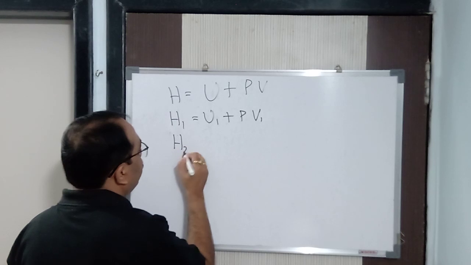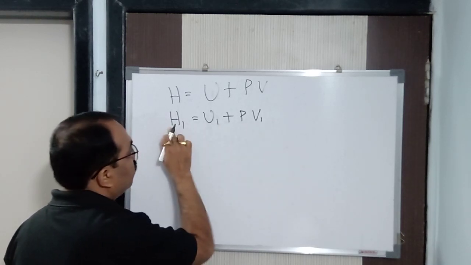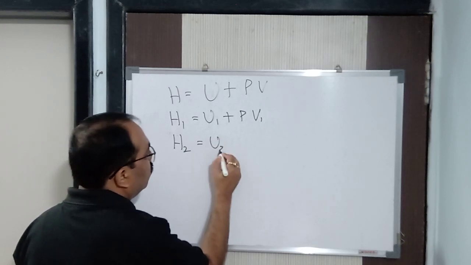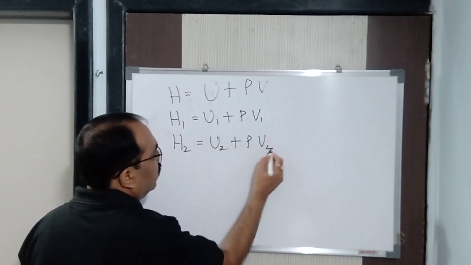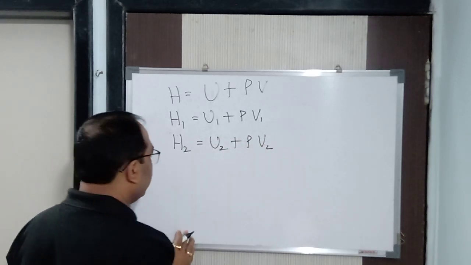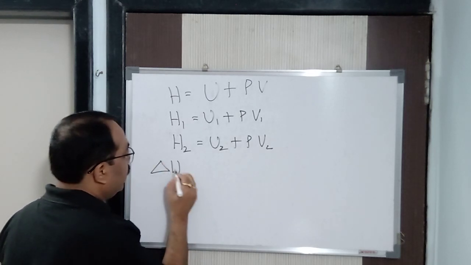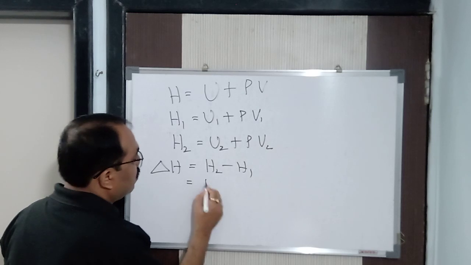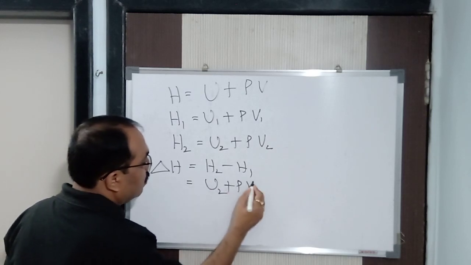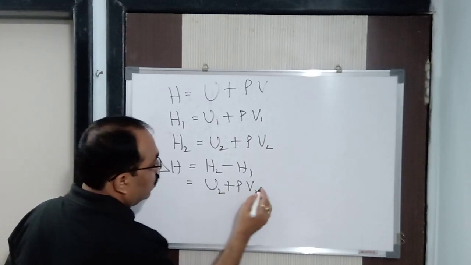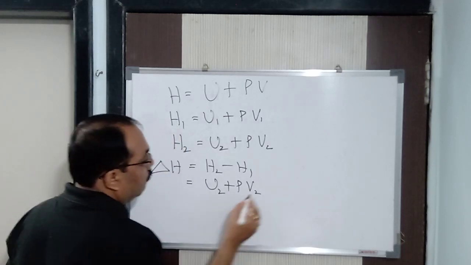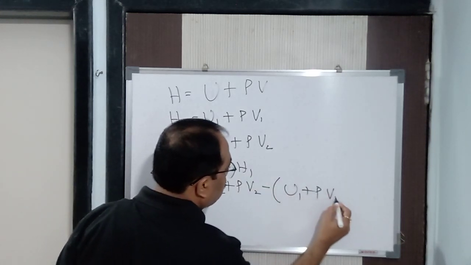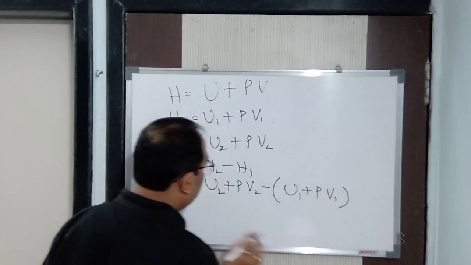So next, this is your initial enthalpy, H1 is equal to U1 plus PV1. Final enthalpy H2 is equal to U2 plus PV2. Now change in enthalpy, delta H, is equal to H2 minus H1. That is U2 plus PV2, minus U1 plus PV1. We can say that. Clear?